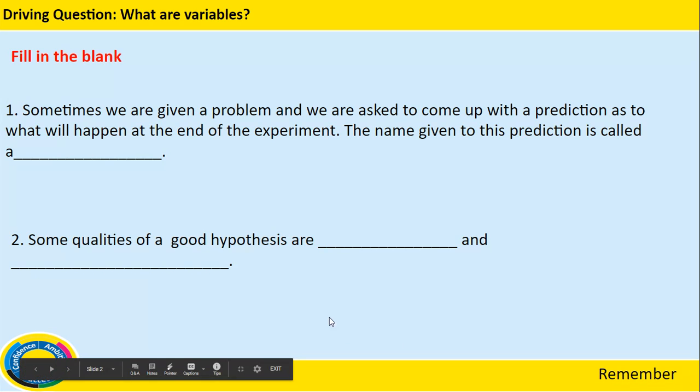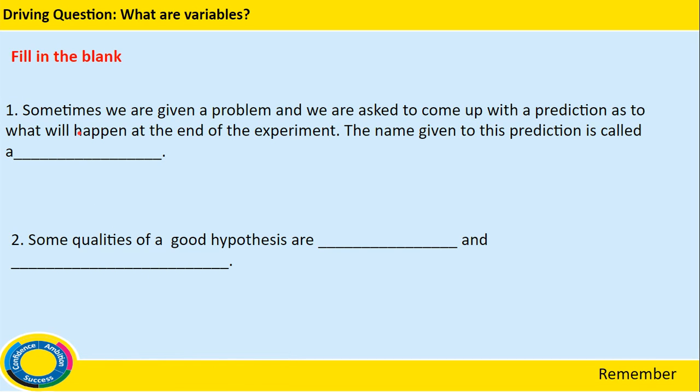Right, welcome back. So question number 1. Sometimes we are given a problem and we are asked to come up with a prediction as to what will happen at the end of the experiment. The name given to this prediction is a hypothesis, from your last lesson with Mrs. Samuels. Something that you can predict what will happen at the end of an experiment.